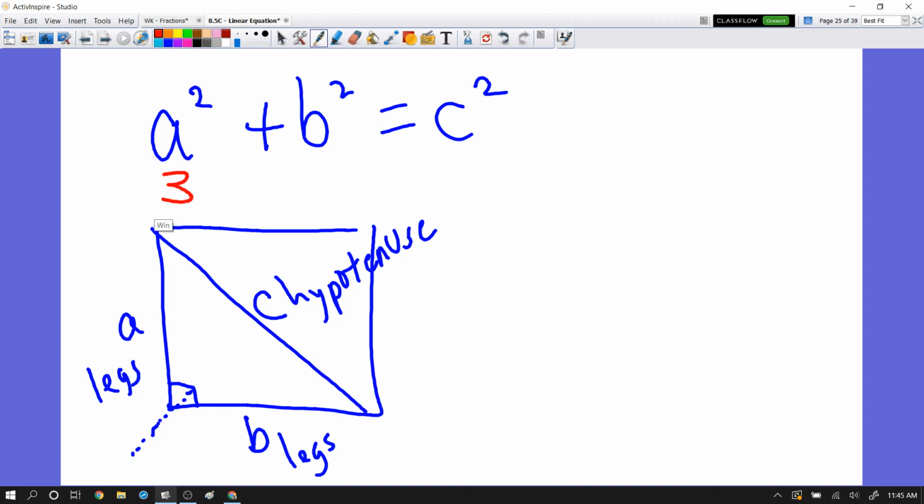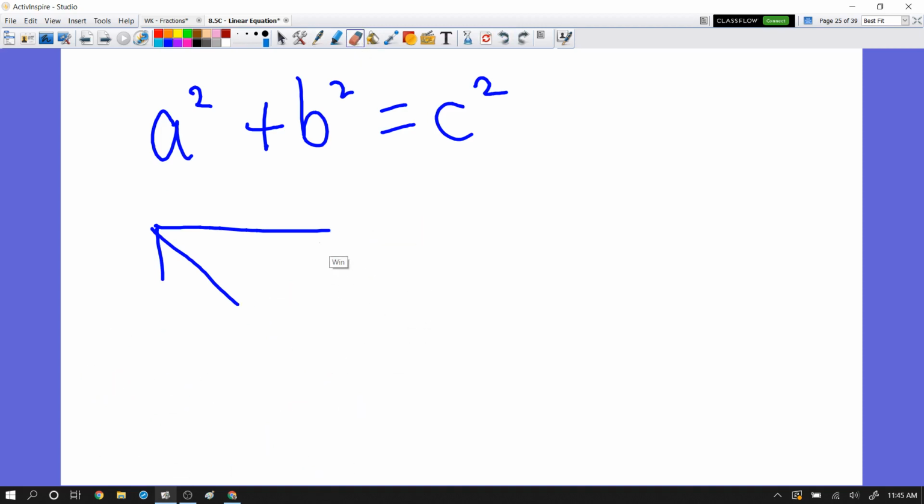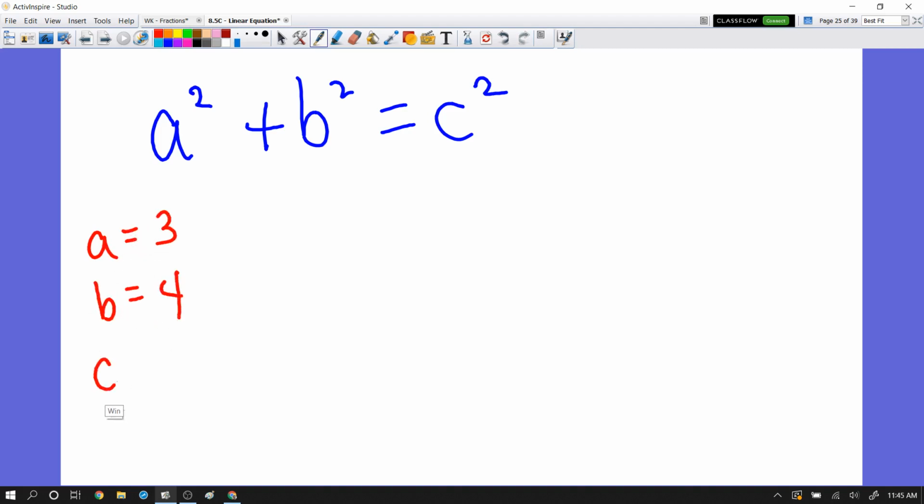Let's say you have a leg that's 3. All right, let's start abstract. A equals 3, B equals 4, and C equals, I have no idea. Okay, so we plug it into the formula. 3 squared plus 4 squared equals C squared.